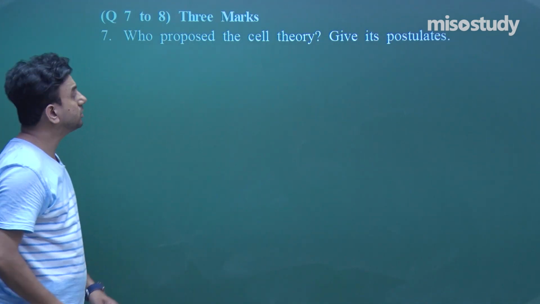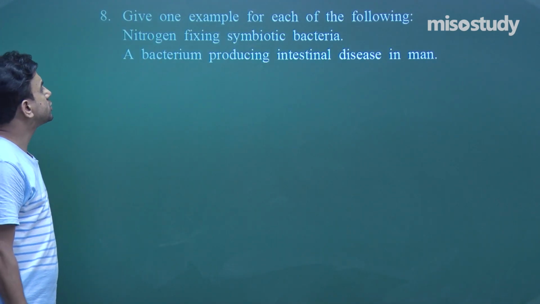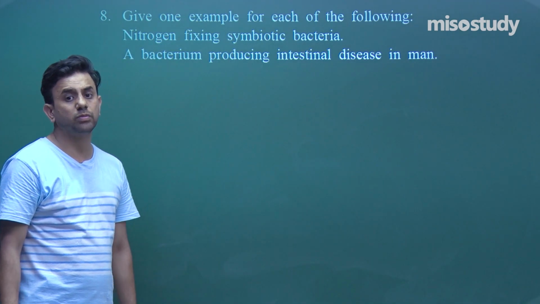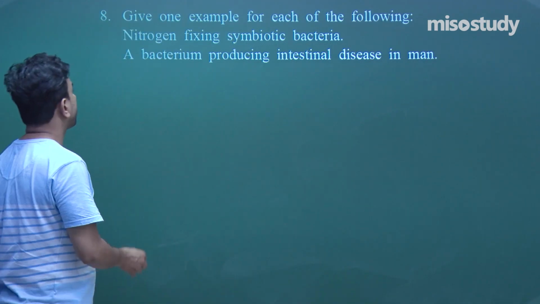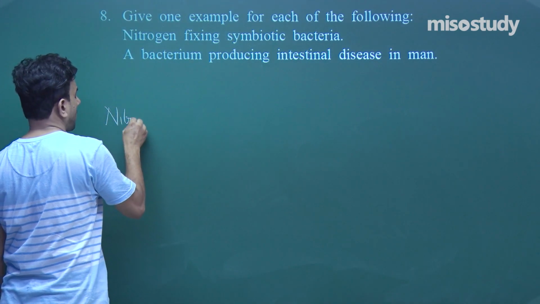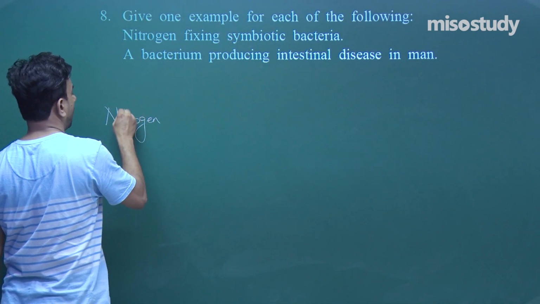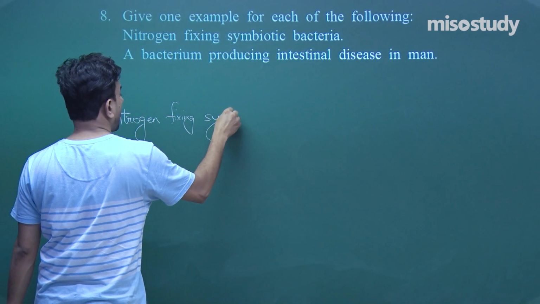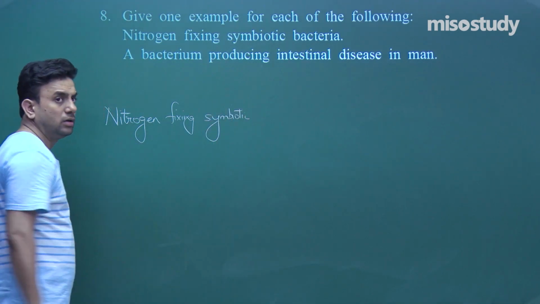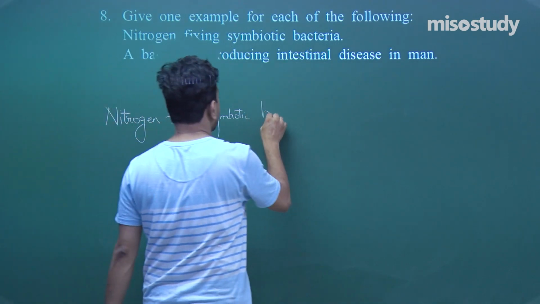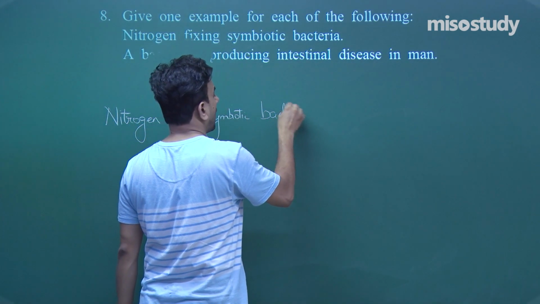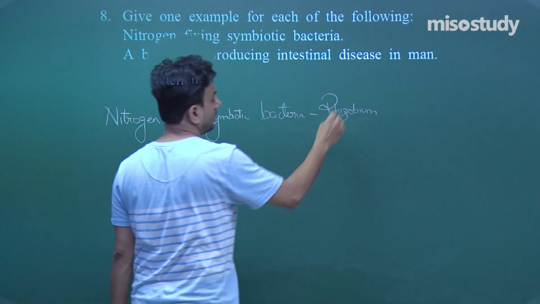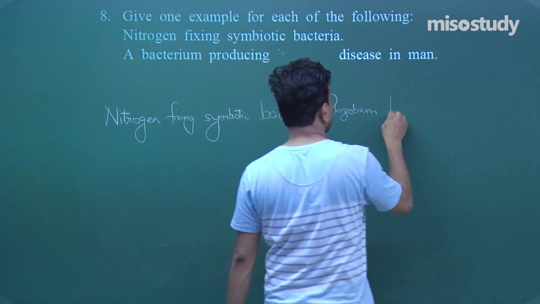We move on to the next question. Name one example for each of the following. Nitrogen fixing symbiotic bacteria, and this is Rhizobium leguminosarum.